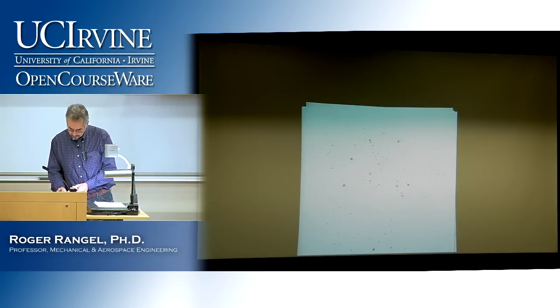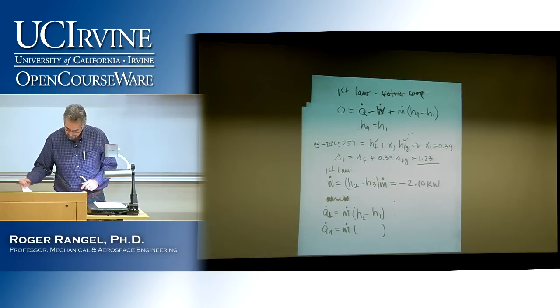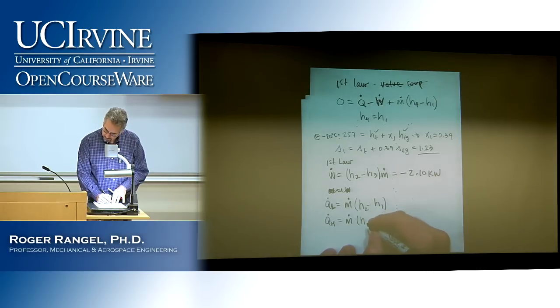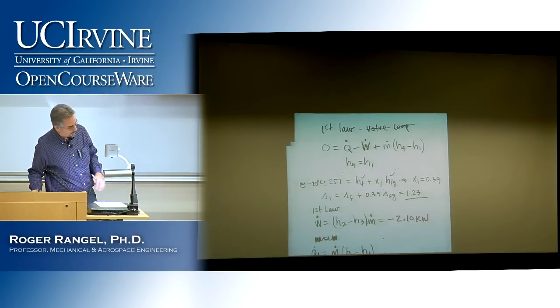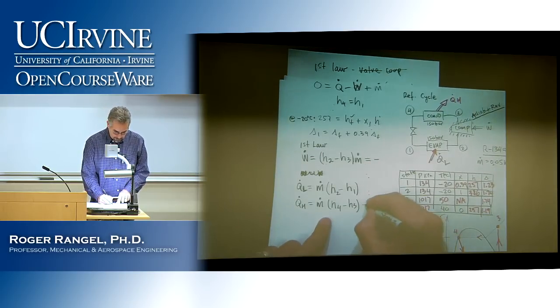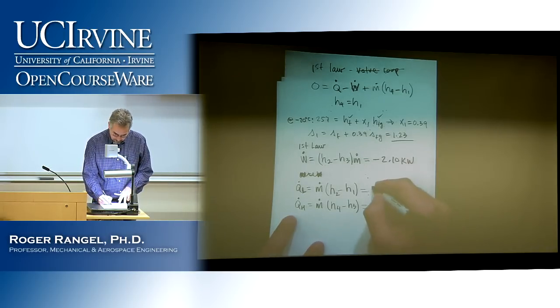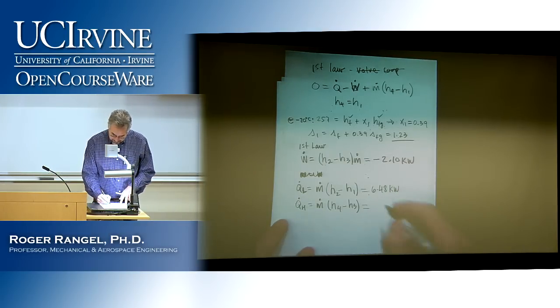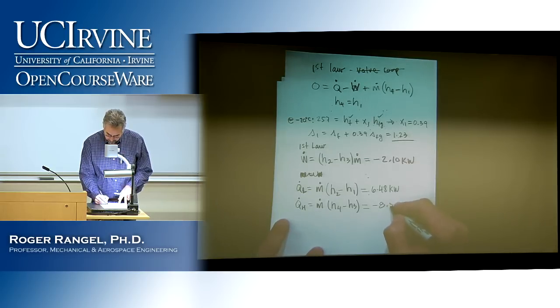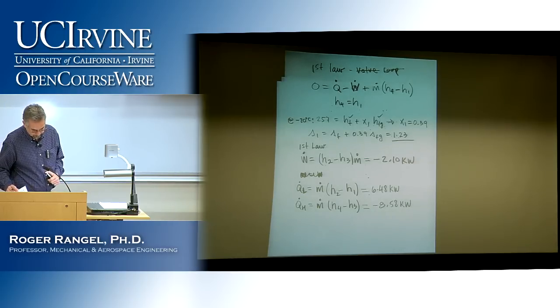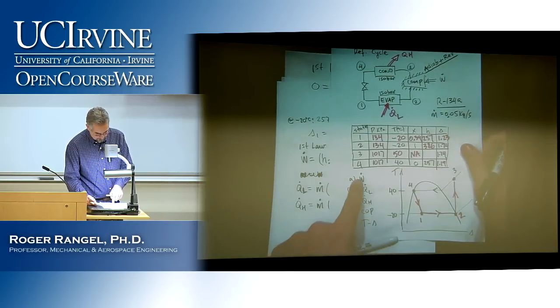So here, of course, finally for the condenser, this is going to be H4 minus H3, using the same equation right above there. This number will come out to be negative. This number will come out to be positive. Let me give you those numbers. 6.48 for the QL and negative 8.58 for the condenser. So now we've answered all the way through C.